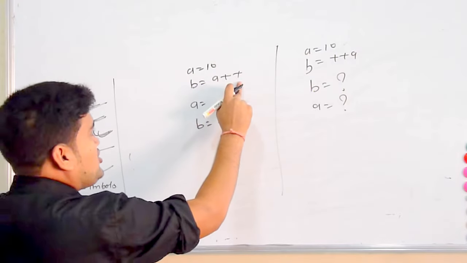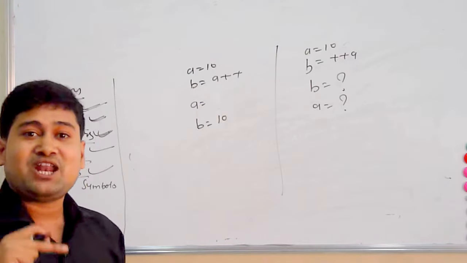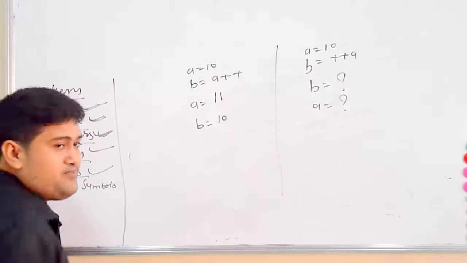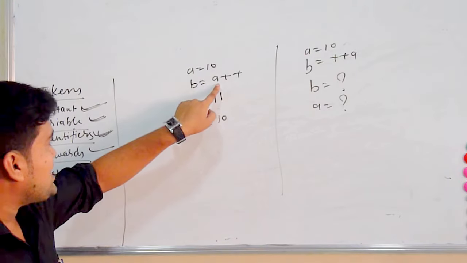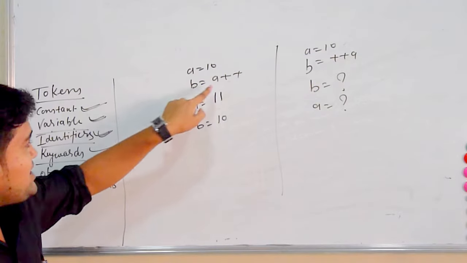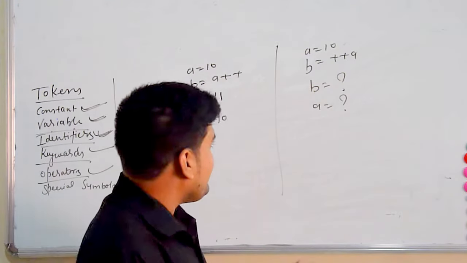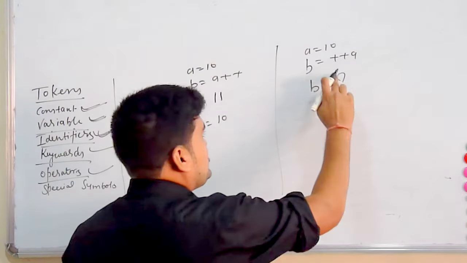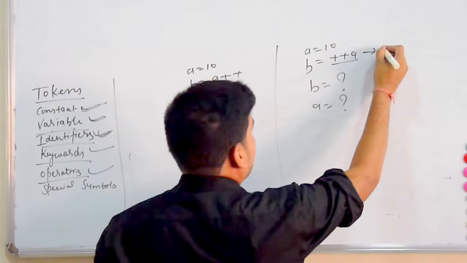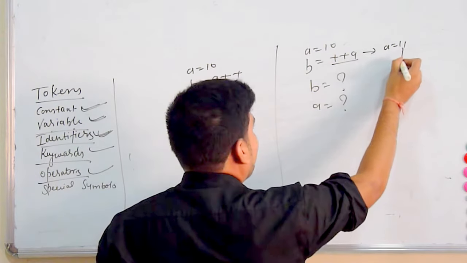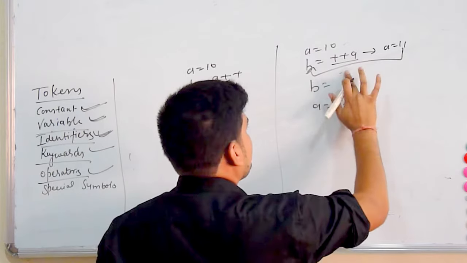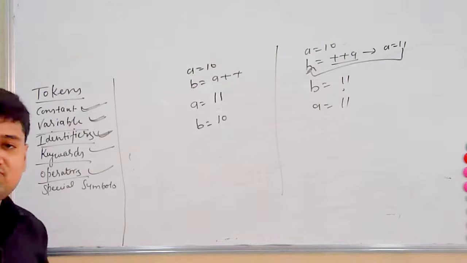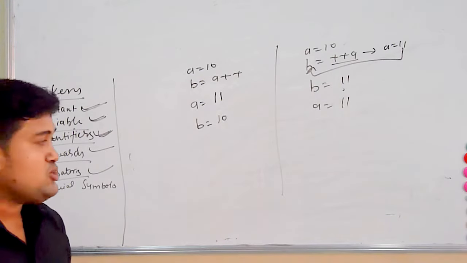Now it will increment the value of a plus plus, which means the value of a is incremented by 1. So the value of a is 11. Got it? It is initializing the value of a first and then it is incrementing. But here it increments the value of a first. So the value of a equals 11 and 11 will be initialized to b. So the value of b is 11 and the value of a is also 11. So this is the difference between the pre-increment and post-increment.